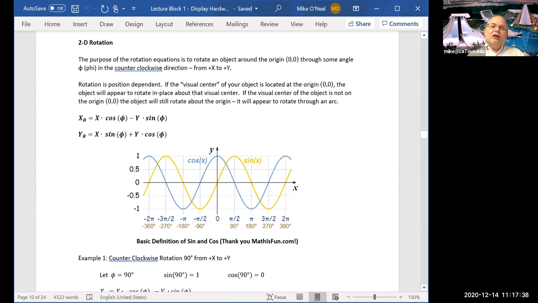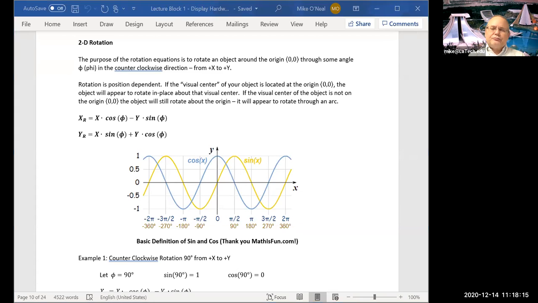So rotation is rotation through some angle. We usually, in my notes, will use phi, this little symbol here, pronounced phi, to specify the angle that we're rotating through. And rotations in 2 dimensions happen in a counterclockwise direction. You rotate from positive x to positive y.